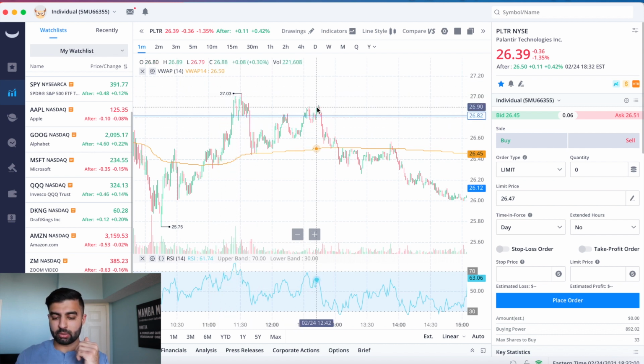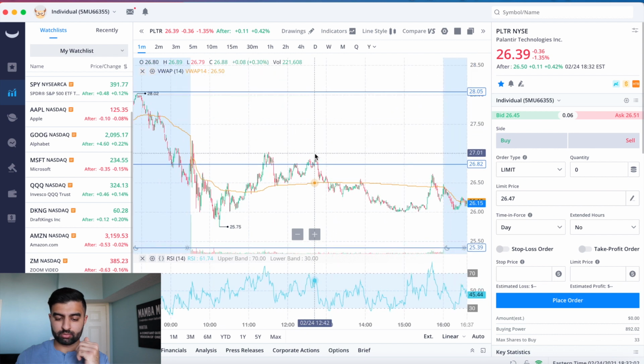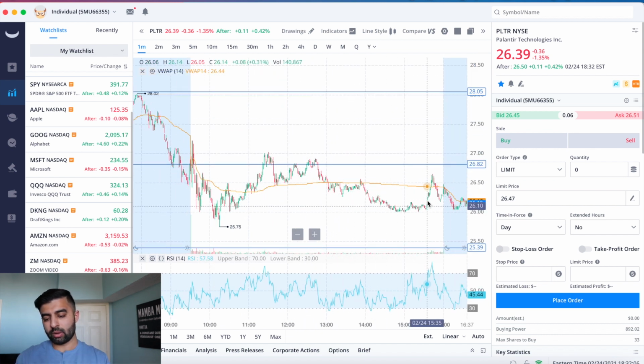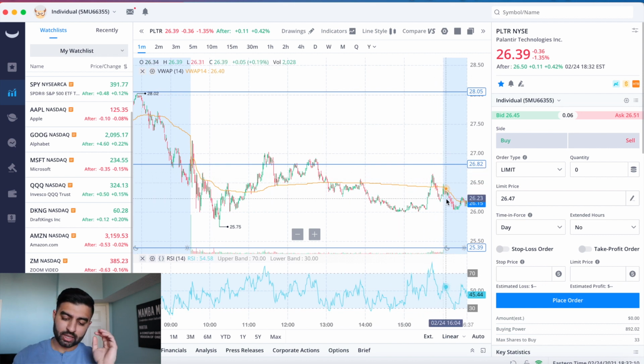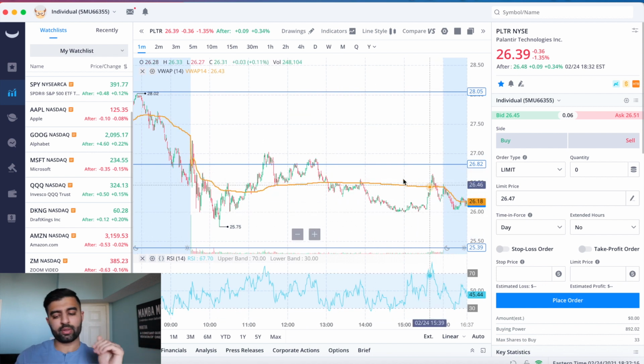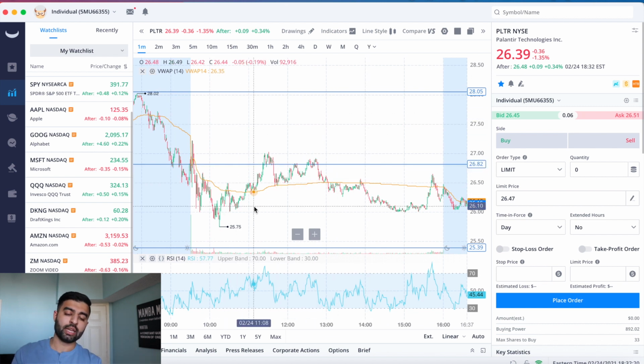And then we pushed above it again, or basically got rejected by it. And then we came right back down, broke below VWAP, and then we had a late push, but we ended up closing below VWAP. So things that I didn't like about today: obviously we're red for the day. We closed below VWAP, kind of at VWAP. We could not break into this 26.82 level that we were in the pre-market.